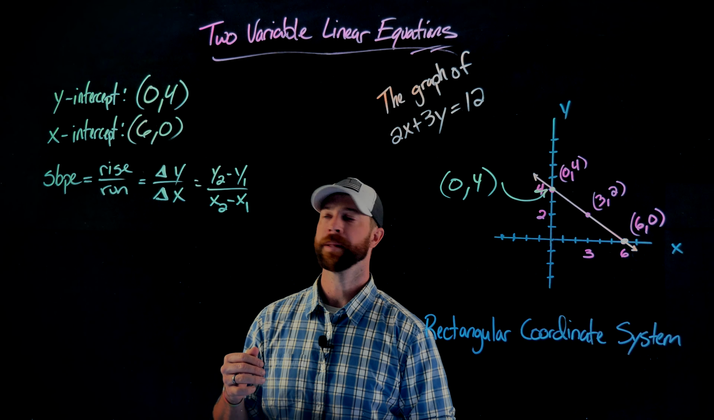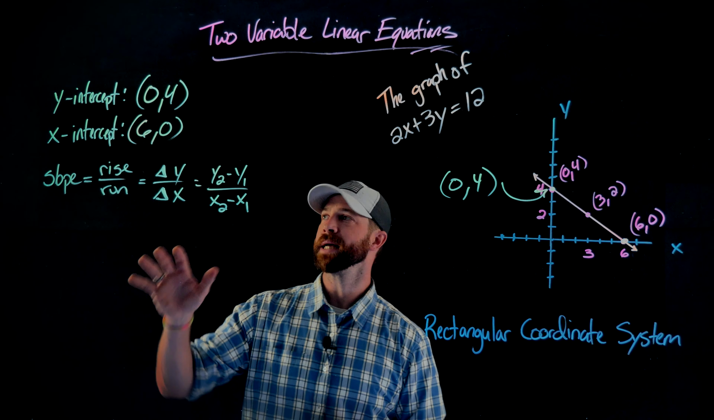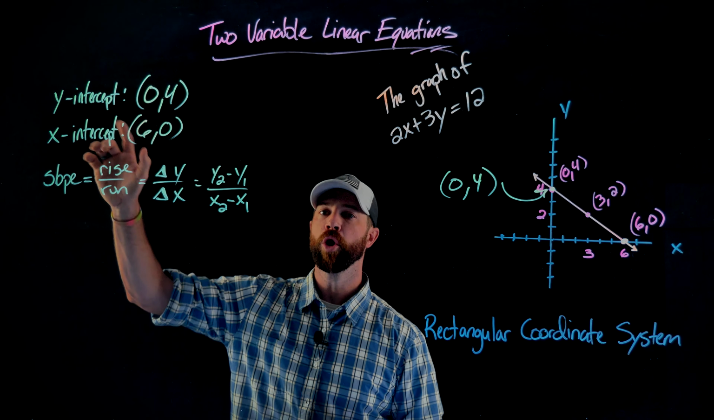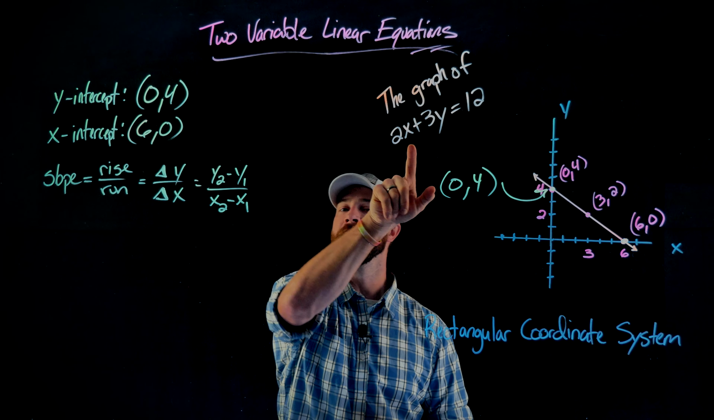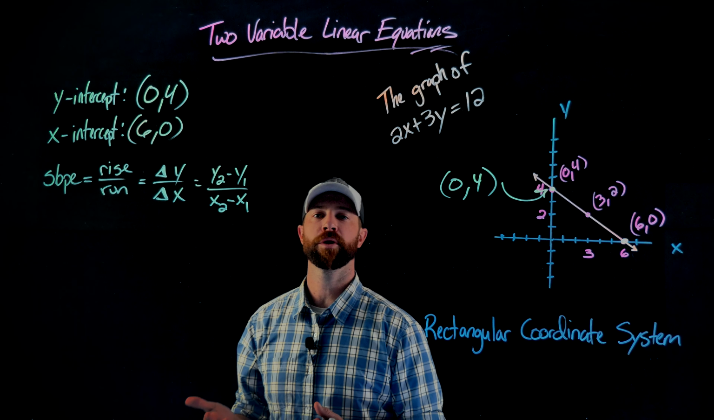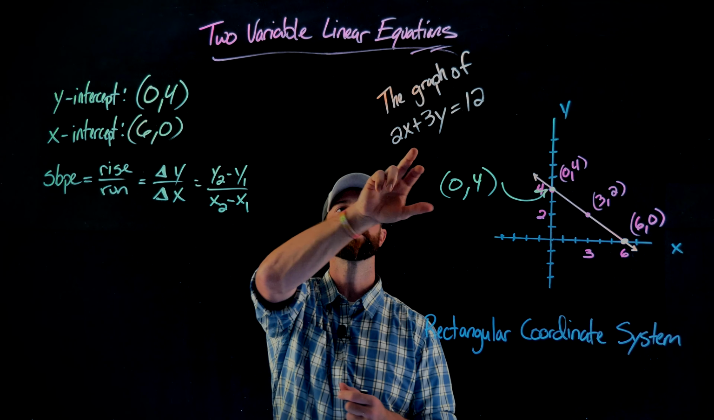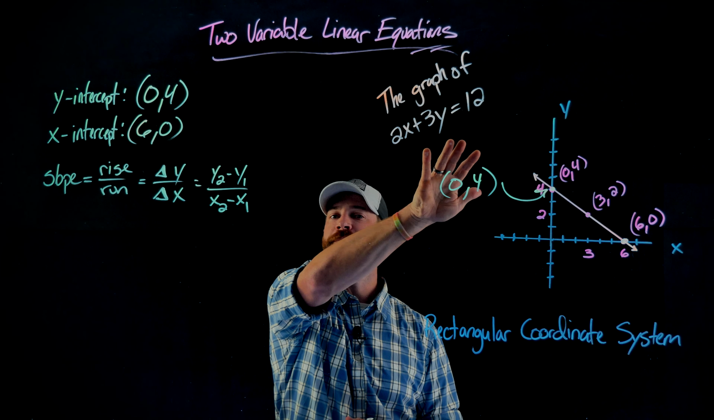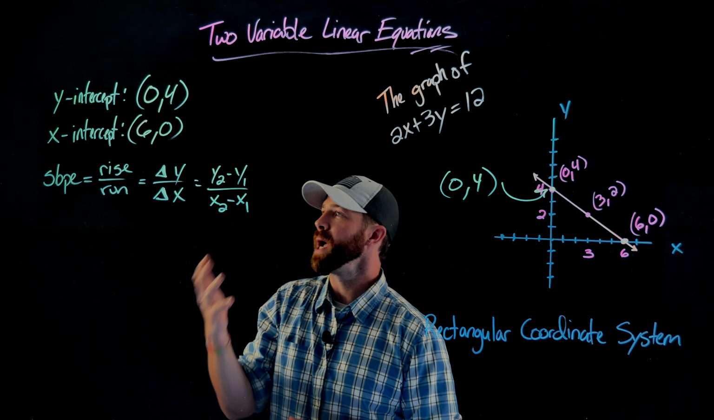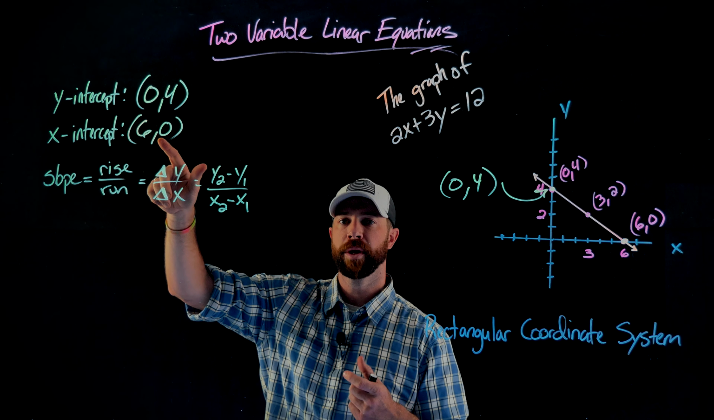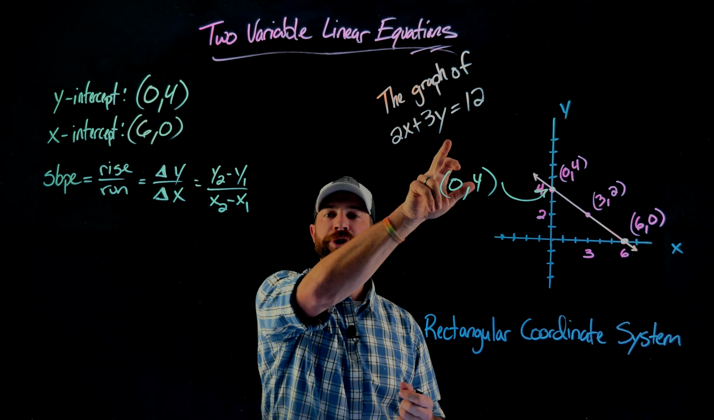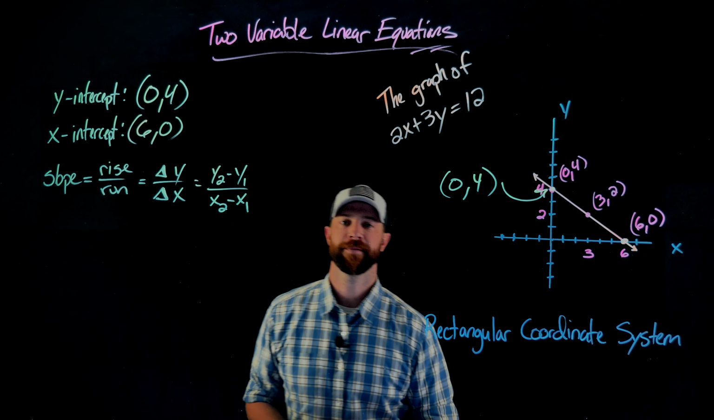Again, quickly to summarize, the y-intercept will always be the solution when I plug in a 0 for x. In fact, a way of finding the y-intercept is always just to plug in 0 for x and solve this equation for y. In the same way, the x-intercept is always the solution where y was equal to 0. We could find that by plugging in 0 for y and solving the equation for x.